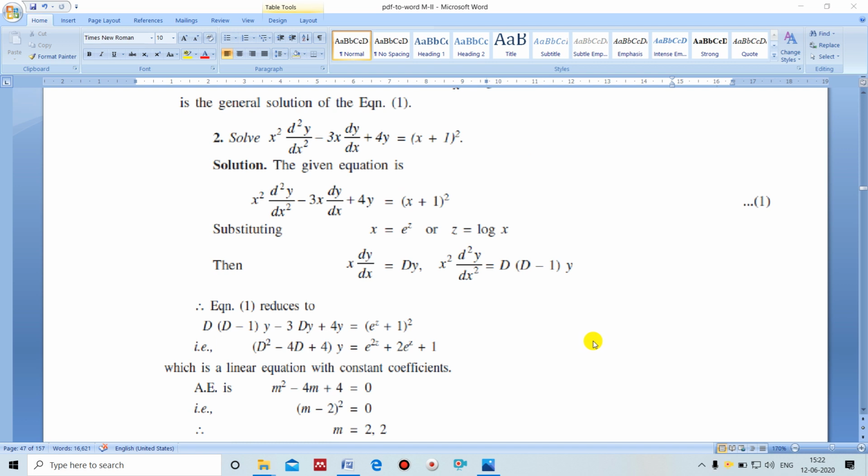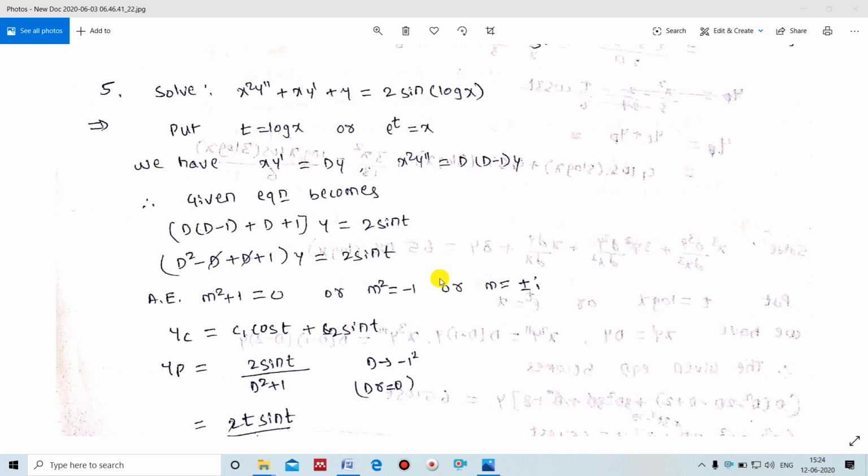In the next video we solve an example on the Legendre differential equation. Solve x square y double dash plus x y dash plus y is equal to 2 sin log x. To convert it to a linear differential equation, put t is equal to log x. In the previous example we took z, here we take t. E raised to t is equal to x, x y dash is Dy, and x square y double dash is D into (D minus 1) into y.